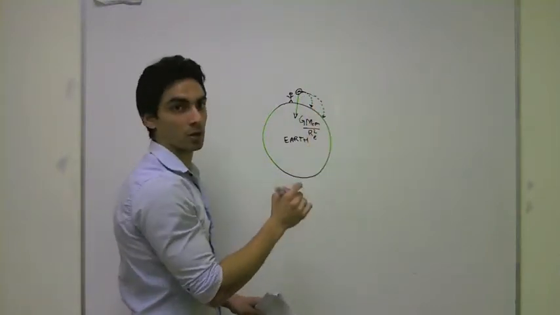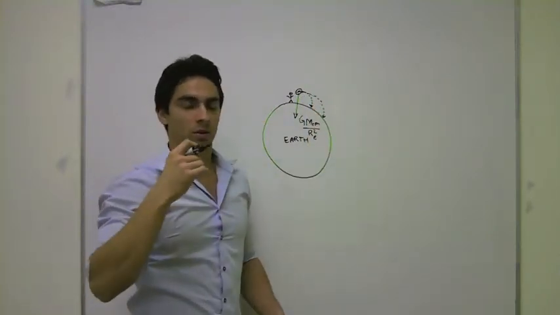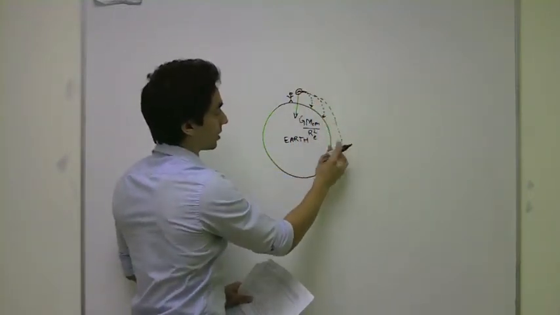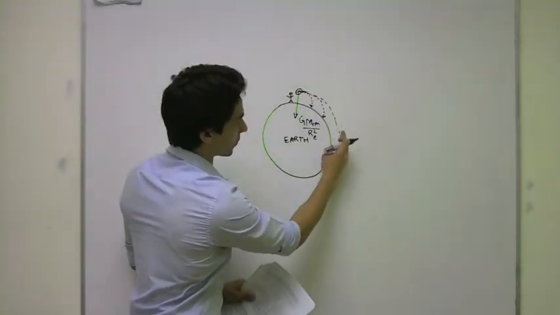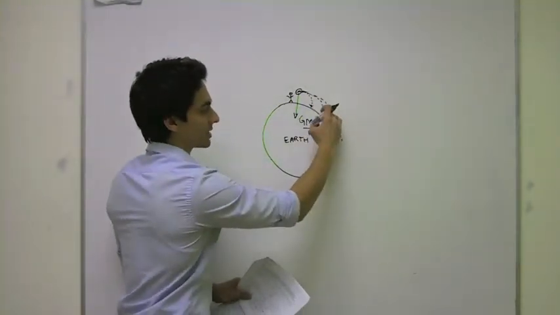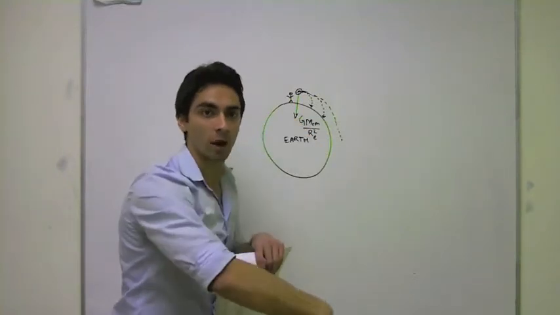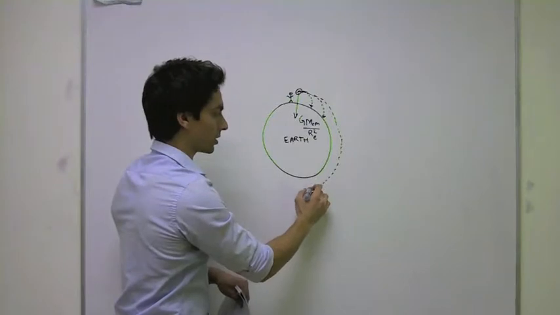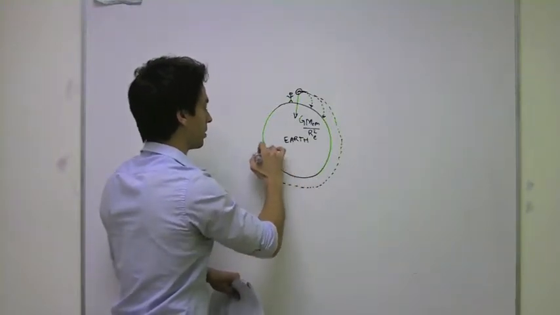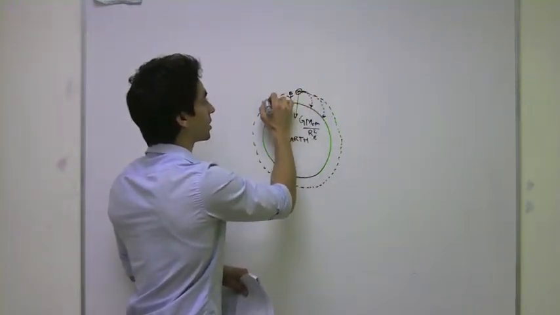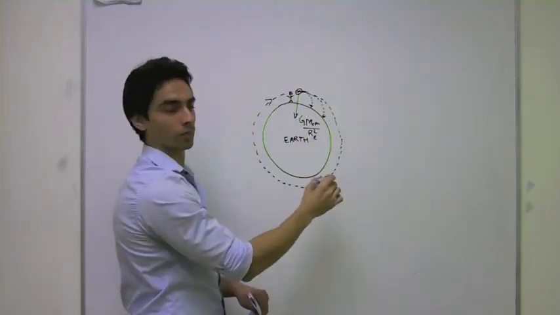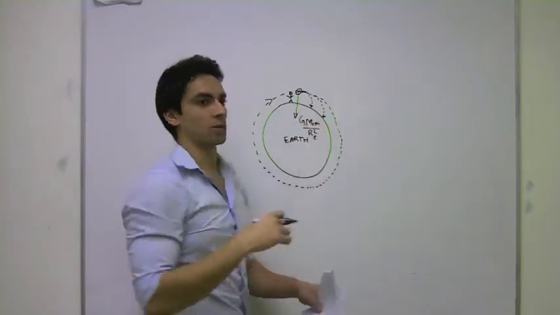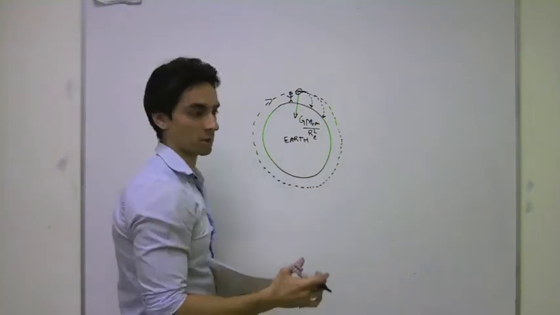But let's say it's thrown at such a high velocity that as it is falling, the Earth's curvature is making the Earth slip away from under it. So it's falling towards the Earth, but because of the Earth's curvature, it never hits the Earth's surface. So it continues on in this circular motion. At this state, the object is said to be in an orbit around the Earth.